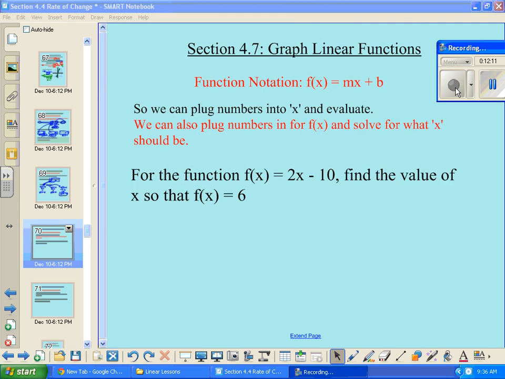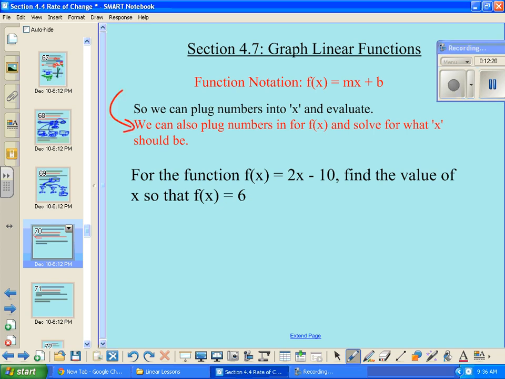One more thing they may ask us to do with function notation that, again, will be like something we've done in the past. We just need to know what they're asking for. They also might have us find the value of x that would give us a certain answer for the function. So as I have there written in red, something else I want you to write in your notes is we can also plug numbers in for f of x and solve for what x should be. Look at this question here, and you'll see how it's asking for something a little different than the previous page. For this function, f of x equals 2x minus 10, find the value of x.